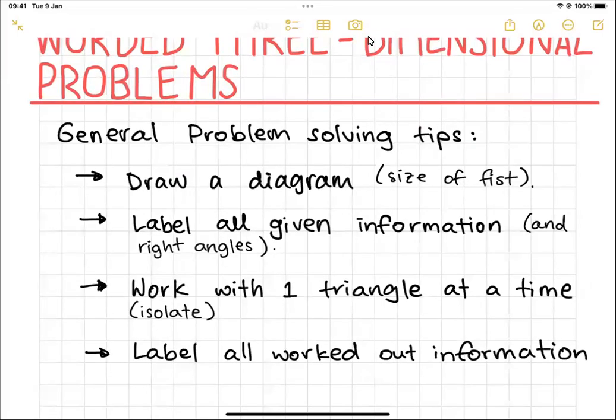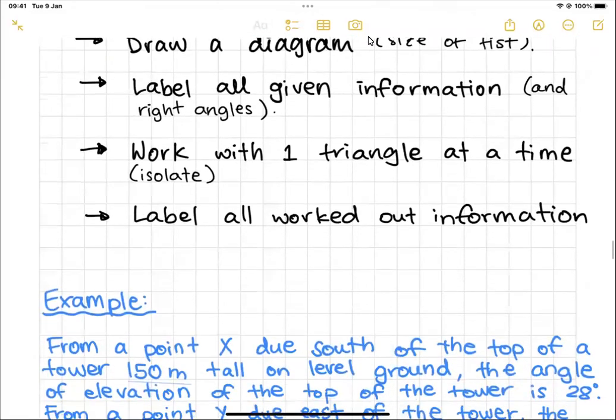The second dot point is to label all given information from the question as well as where your right angles are. Third, work with one triangle at a time. Isolate it from the main diagram, so draw a separate right angle triangle, separate from your main diagram. And last but not least, label all worked out information. So let's get into our example.